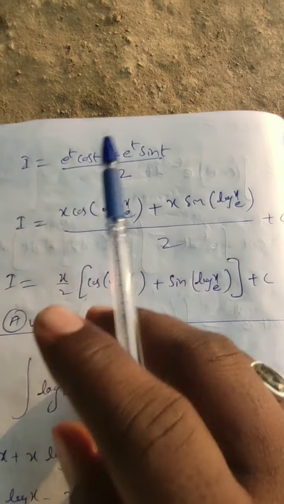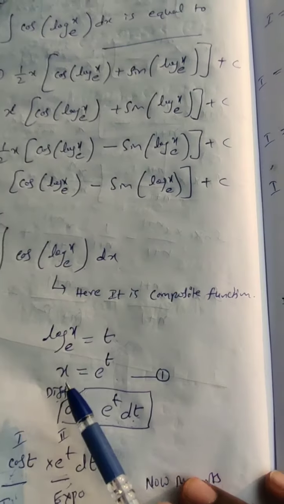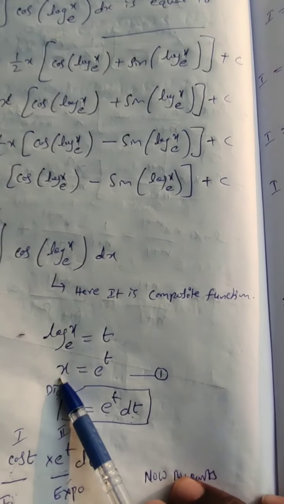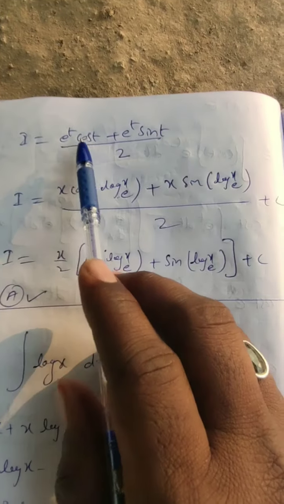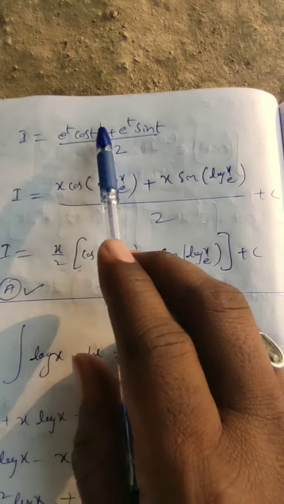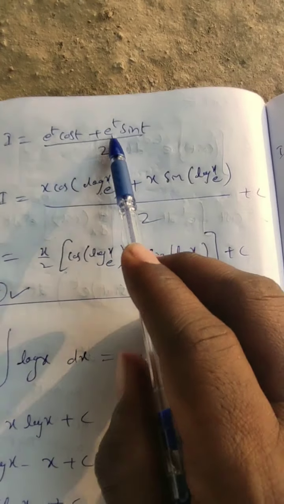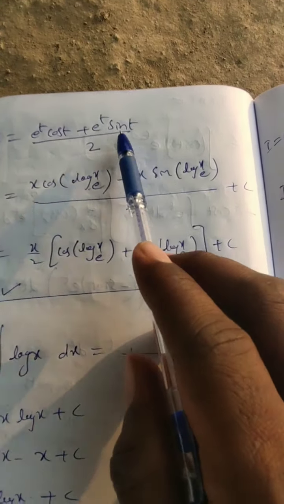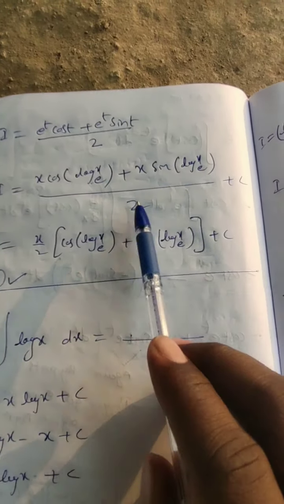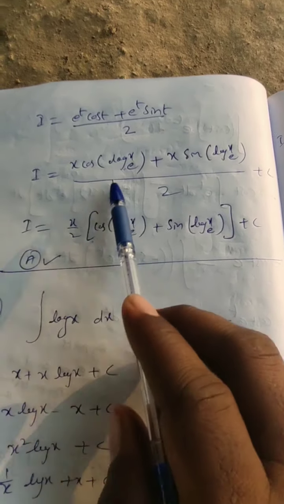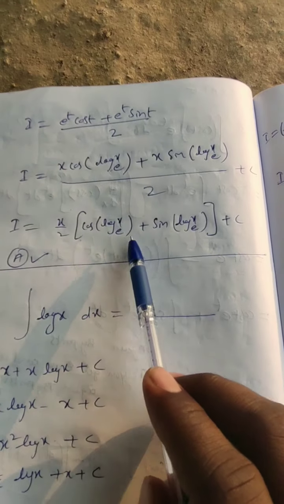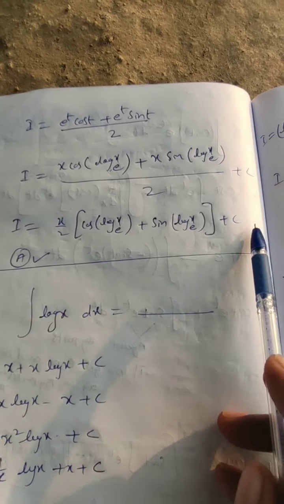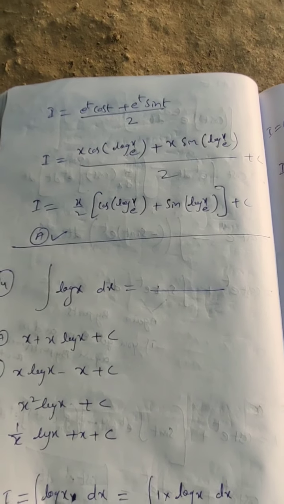Then wherever you have e power t, I can write x, wherever t is there, log x with base e. So replace that. E power t is x, cos t is cos(log x) with base e, plus e power t is x, sin t is sin(log x) with base e, divided by 2, plus c. So I is equal to, if you take x common, x by 2 [cos(log x) plus sin(log x)] plus c. So option A is the right answer. Thank you so much.